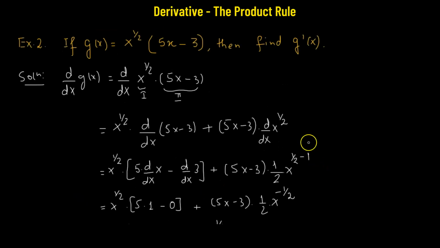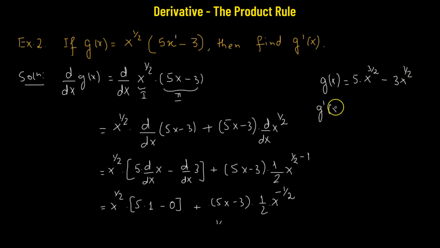What we could have done is, we had g of x given by x raised to the power of half multiplied to 5x minus 3. So we could distribute x raised to the power of half to each of the terms within the parentheses. So that will give us 5 times x raised to the power of, so we have half multiplied to x, which is actually x raised to the power of 1. So that would be 3 over 2, minus 3 times x raised to the power of half.